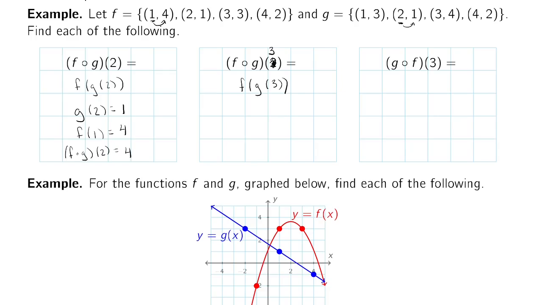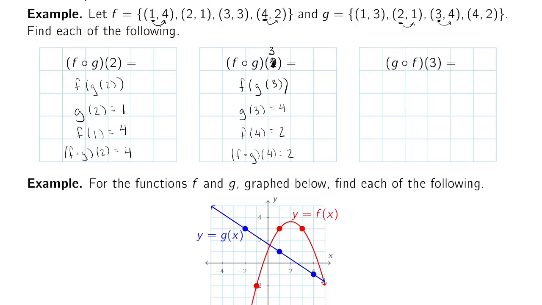So to take g of 3, that's 4. And then f of 4, that's 2. So f composed with g of 3 is 2.